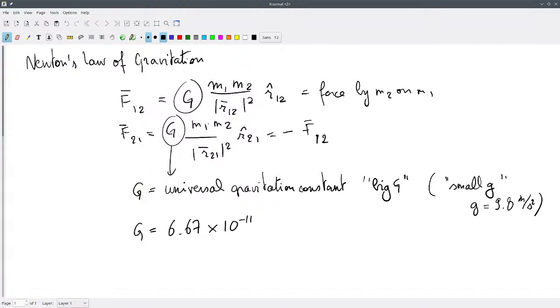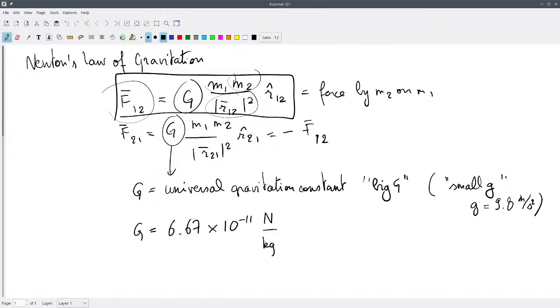because if we look at the units in Newton's law of gravitation here, the units will be force divided by mass squared times distance squared. So those are the units of the universal gravitational constant. Why do we call it a universal gravitational constant?